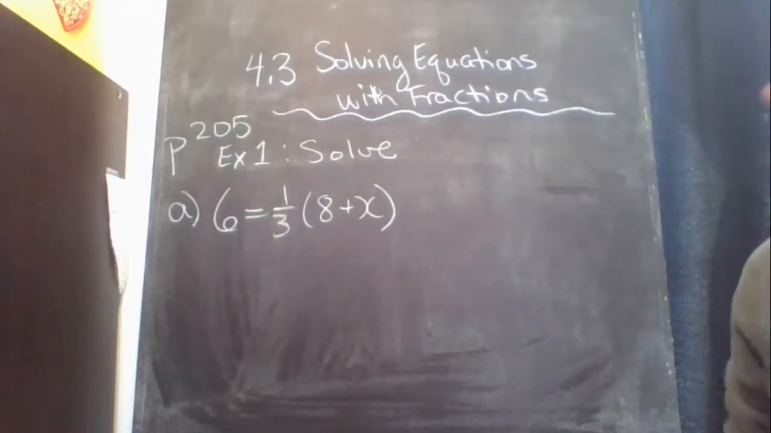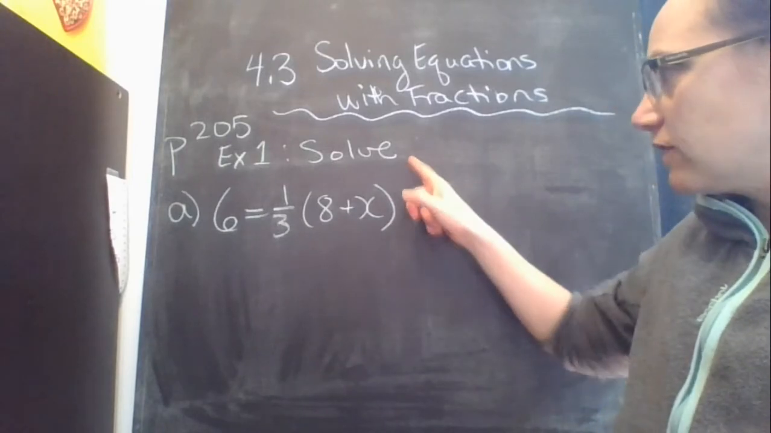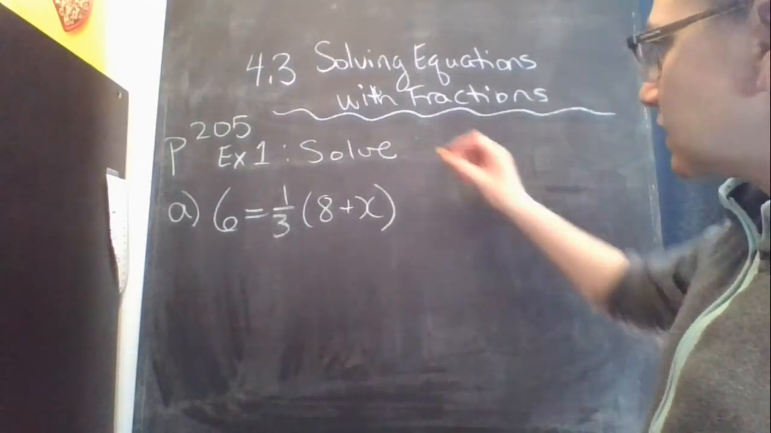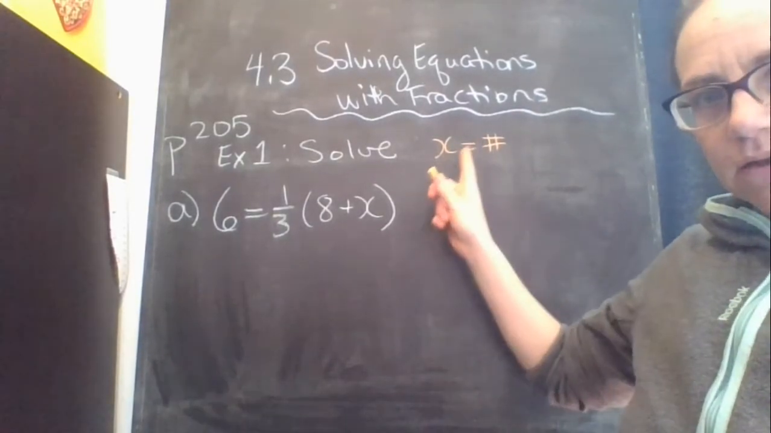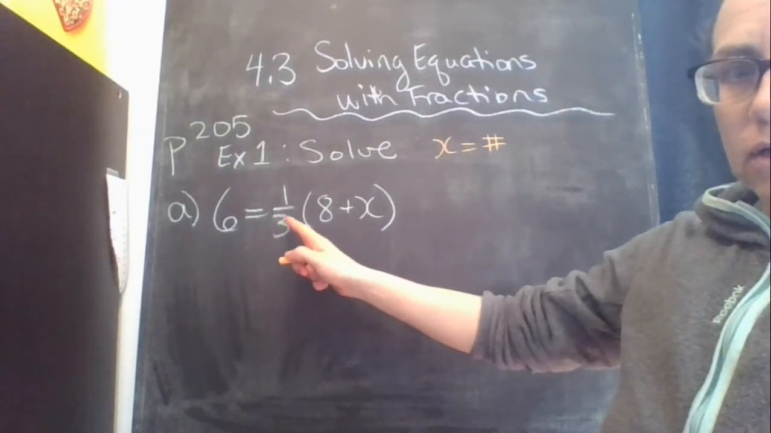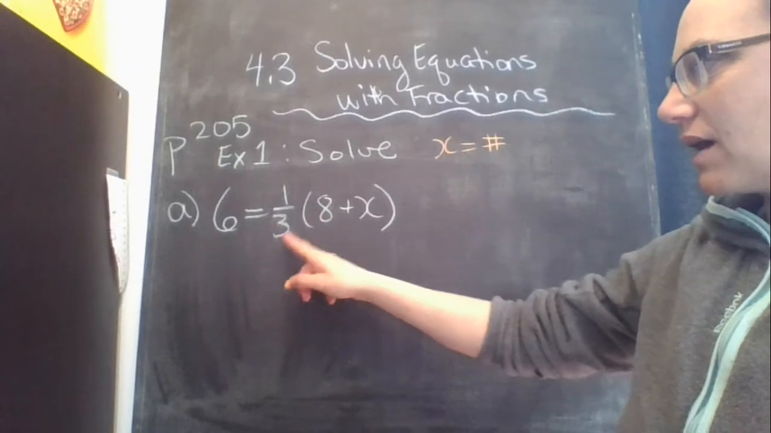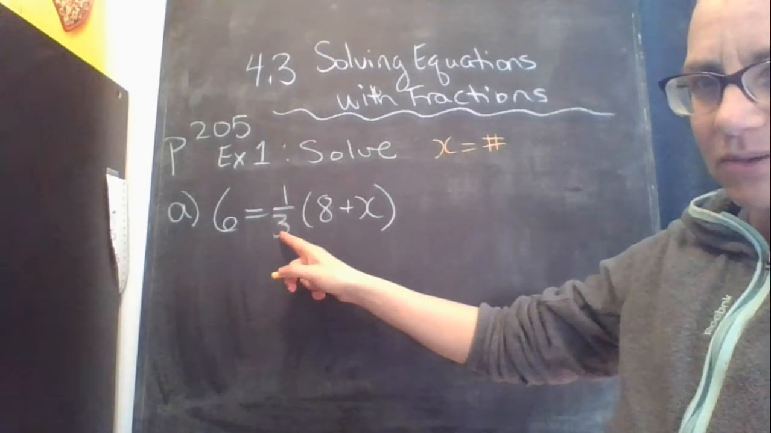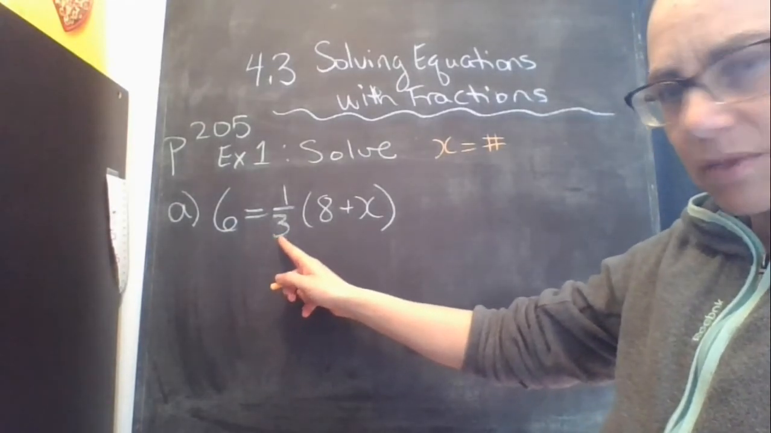Okay, let's look at this one. Page 205, example 1, it just tells me I want to solve. And solving just means find x. So my mission is to get x equal to a number, so I've got to get all those numbers to the other side. Now I could expand my brackets like I did before, but I can see right off the bat that the 8 doesn't divide by 3. That doesn't work so nicely. So let's instead get rid of this denominator.